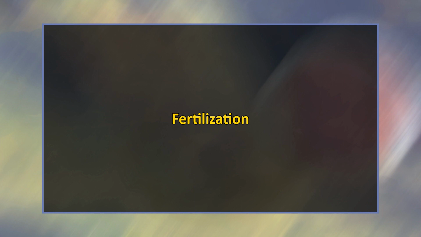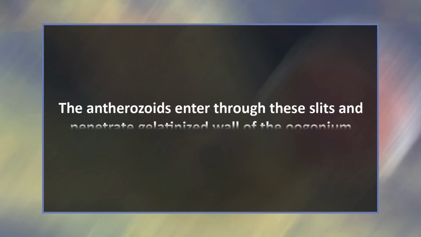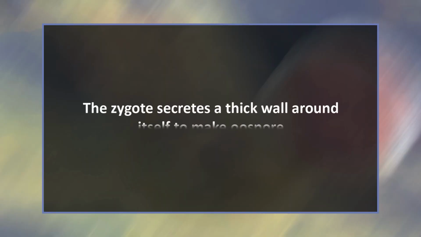Now let's talk about fertilization. When the oogonium is mature, the 5 tube cells get separated from each other, forming narrow slits between them. Antherozoids are chemotactically attracted towards the ovum. The antherozoids enter through these slits and penetrate the gelatinized wall of the oogonium. Many antherozoids enter the oogonium, but only one of them fertilizes the egg to make a diploid zygote. The zygote secretes a thick wall around itself to make the oospore.